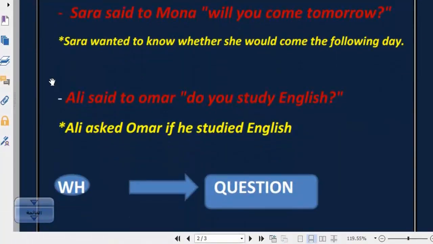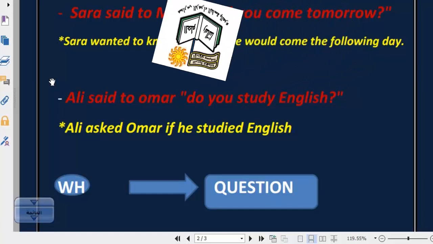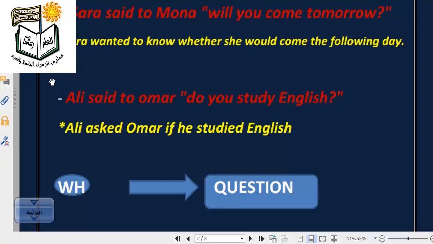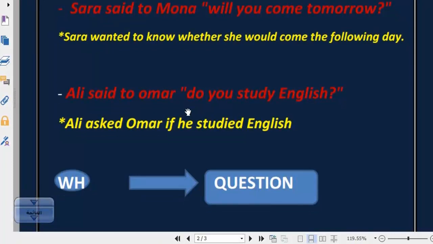Another example. Ali said to Omar, "Do you study English?" But before we explain this question, remember please that it starts with do. We have three helping verbs: do, does, did. When we find it in the question, we take it off without making any change. So the sentence will start directly from you study English. And with this, I can change it.